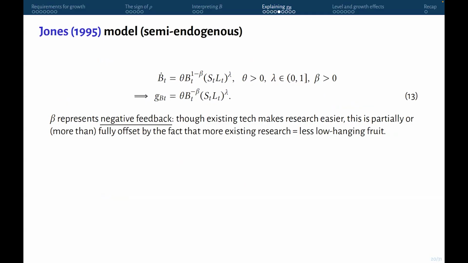So this is going to be a semi-endogenous model, because sustaining growth is going to rely on sustaining population growth. The Jones model has one little tweak from the Romer model, and it's that beta. Beta represents the second big way in which developing new technologies is fundamentally different from developing more copies of final goods. And this is that every new idea is different.